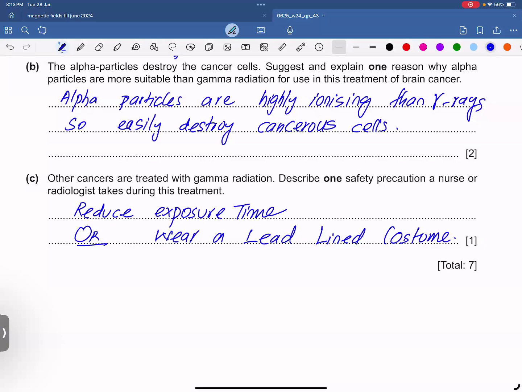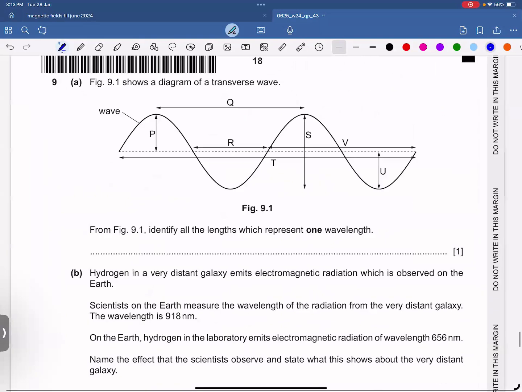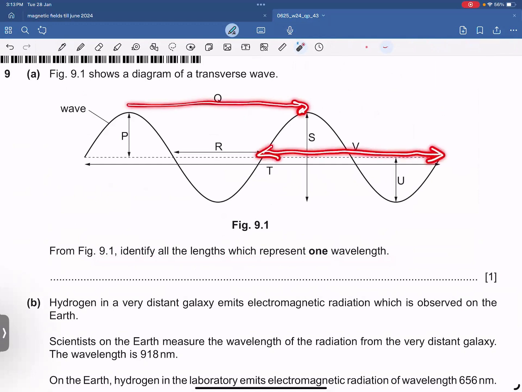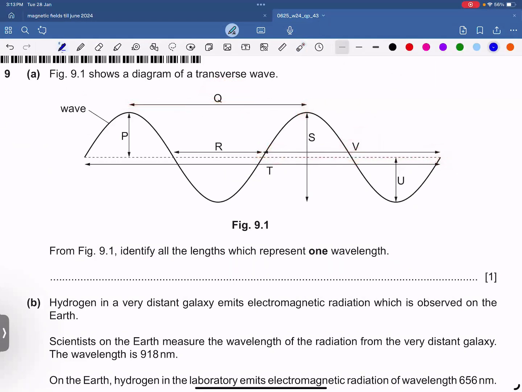Question number 9. Figure shows the diagram of transverse waves. Identify all the lengths which are one wavelength. Okay, from crest to crest, one wavelength. Similarly, a distance traveled by one full wave, one wavelength. So Q and V both are the wavelengths. All right.